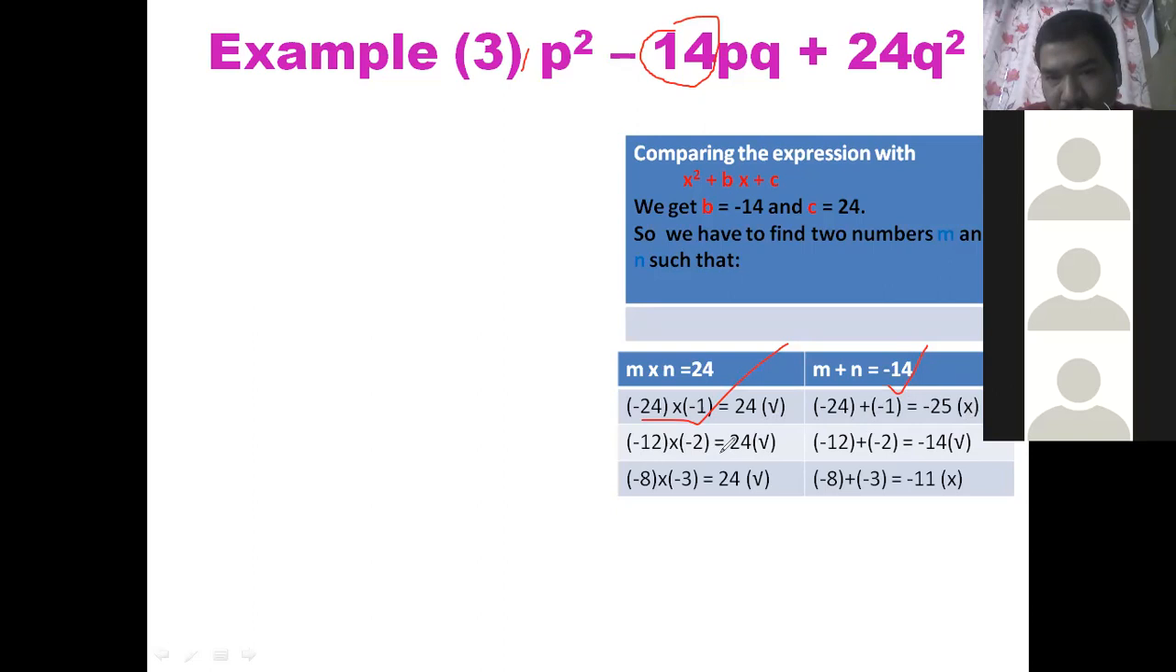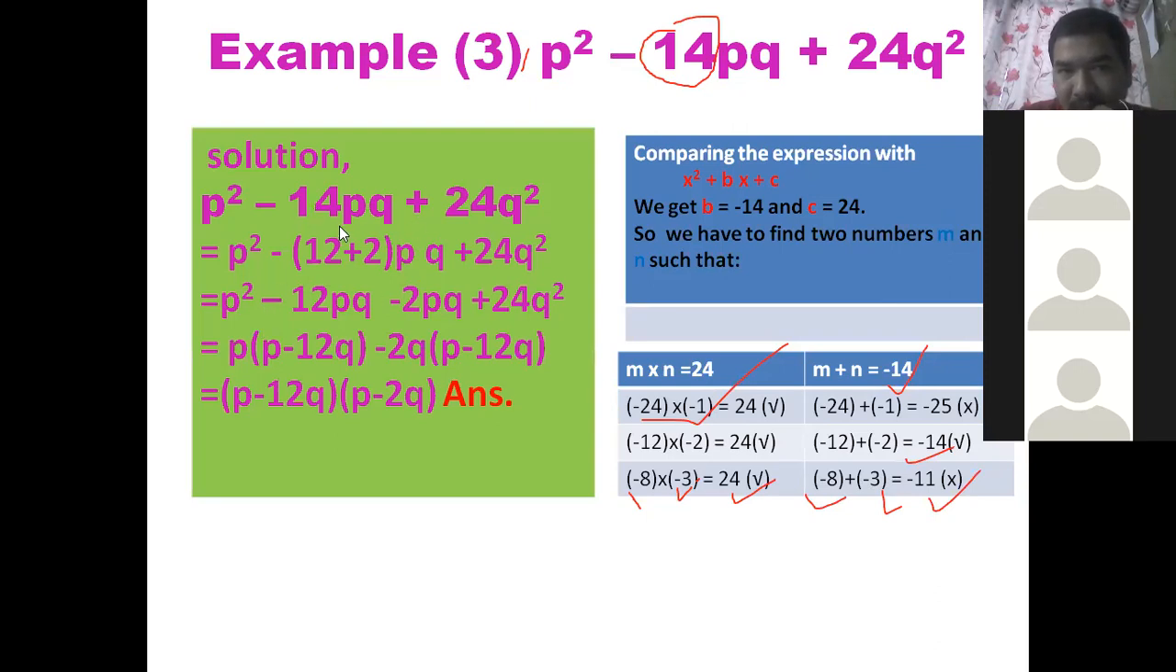Minus 12 into minus 2 is 24 and minus 12 plus minus 2 is minus 14, this is true, right? Then minus 8 into minus 3 is 24, and minus 8 and minus 3 is minus 11, which is not true, that's false.